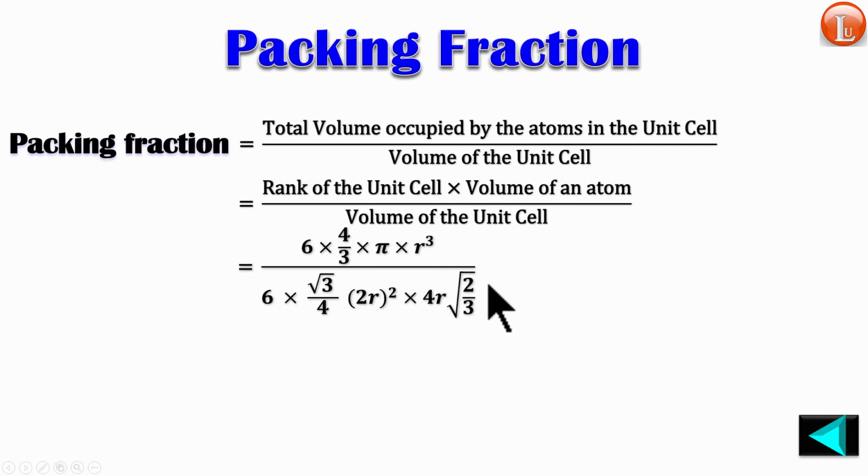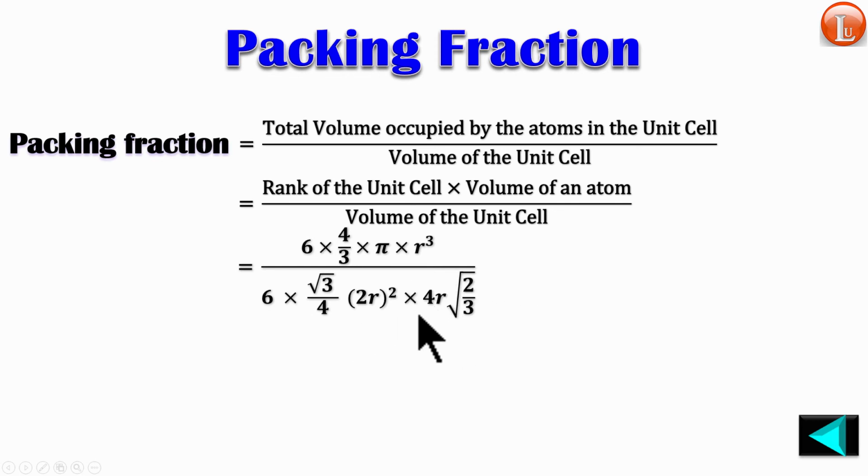Now the base of a hexagon can be broken into 6 equilateral triangles, and each equilateral triangle has an area of root 3 by 4 a square, and a is 2r if you remember. So root 3 by 4 (2r) square. There are 6 equilateral triangles, so this is the total base area.